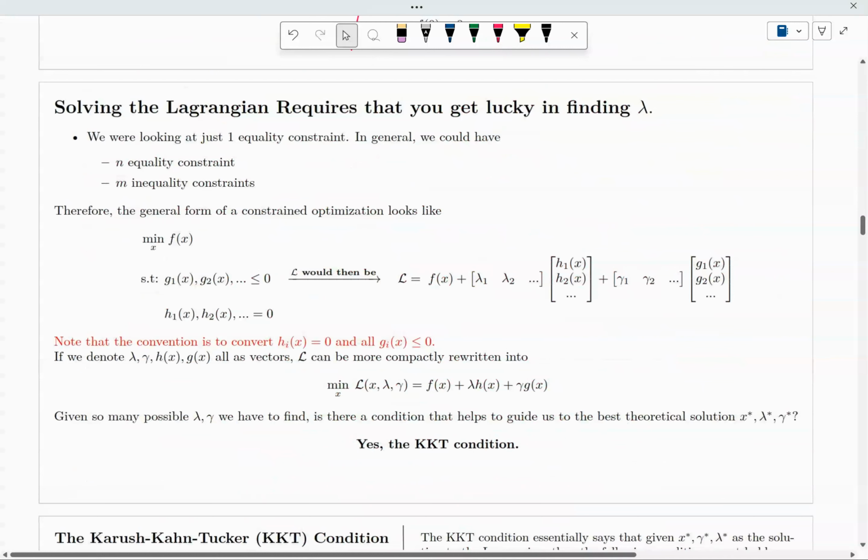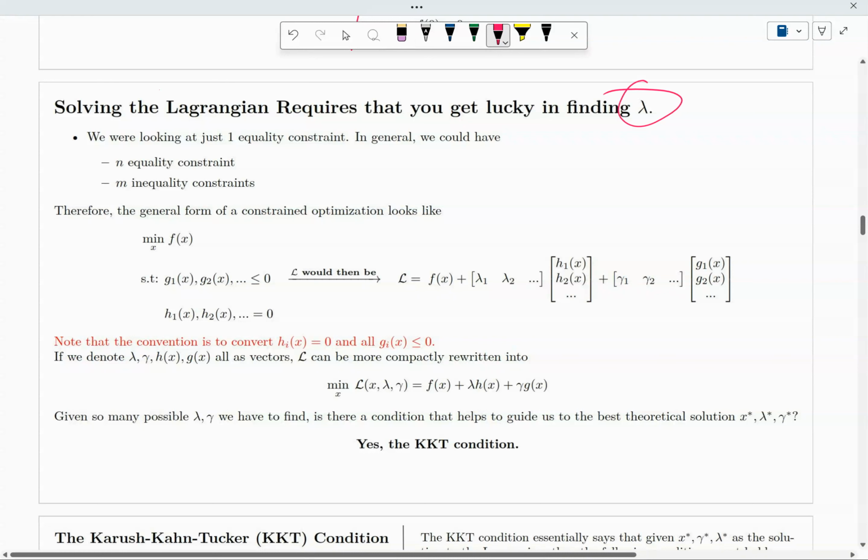Let's go on. This tells you that if you want to solve the constrained optimization by solving for the Lagrangian, you kind of need to get lucky to find lambda, and that's not good. You know that by setting the lambda, you can achieve everything you're looking for, but you don't want to be playing around with it. There's another way to go about doing it besides just playing around with the number.